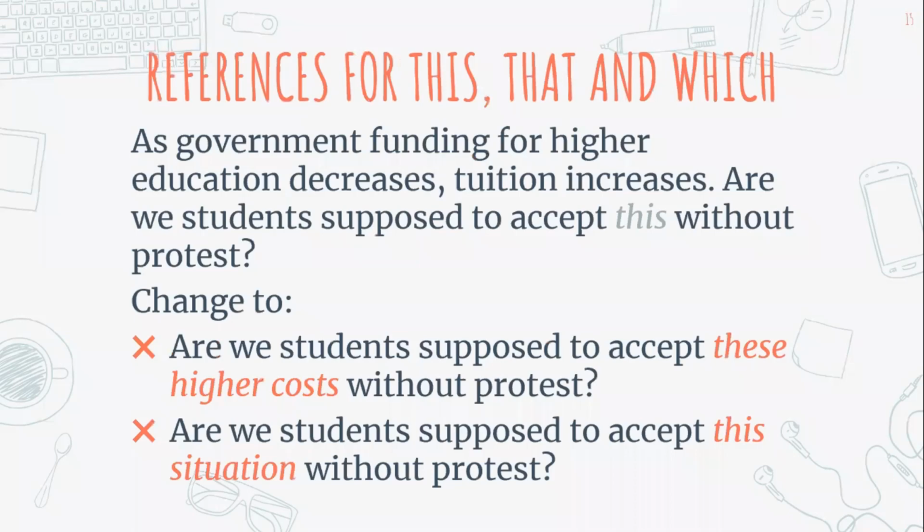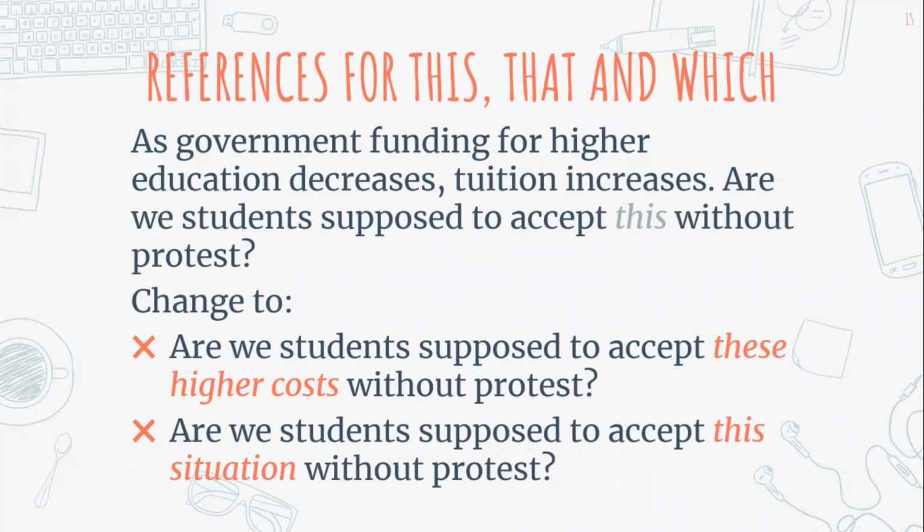So let's talk about references for this, that, and which. I know this is one thing that might mess you up in your personal writing, right? So this, that, and which are often used to refer to ideas expressed in previous sentences. Change the pronoun to a specific noun or add a specific antecedent or clarifying noun for clarity.